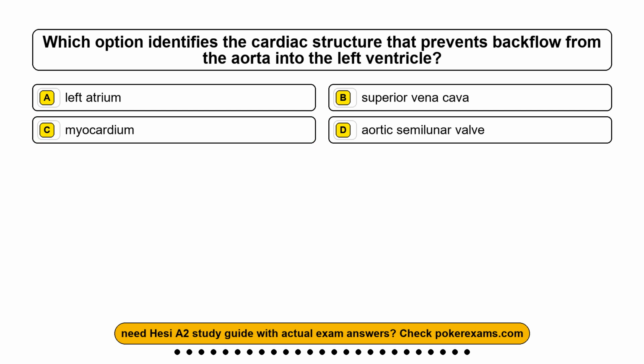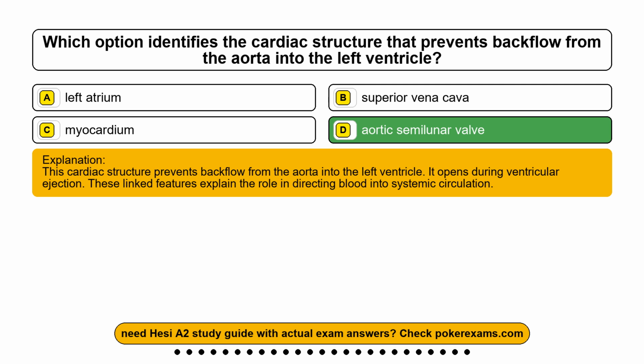Question 12. Which option identifies the cardiac structure that prevents backflow from the aorta into the left ventricle? Option A, left atrium. Option B, superior vena cava. Option C, myocardium. Option D, aortic semilunar valve. The correct answer is option D, aortic semilunar valve.